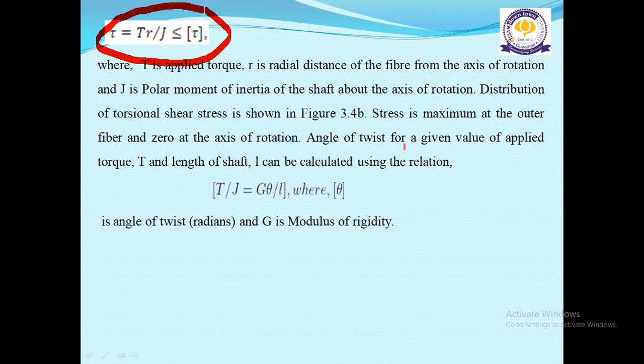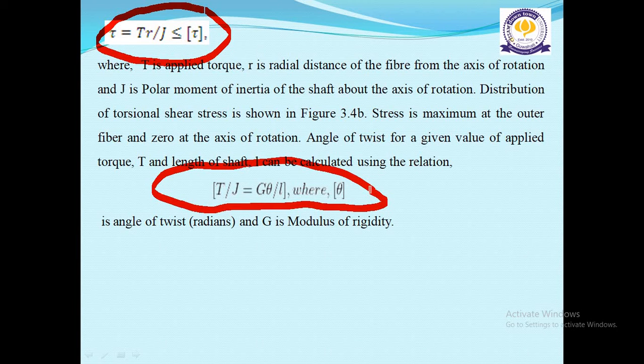The angle of twist for a given value of applied torque T and length of shaft L can be calculated using this relation: T by J is equal to G theta divided by L, where theta is the angle of twist, which is measured in radians, and G is the modulus of elasticity.